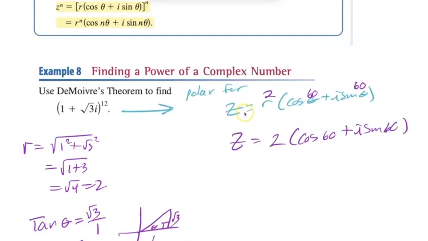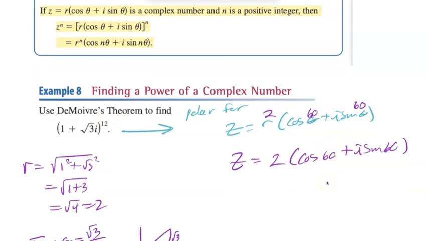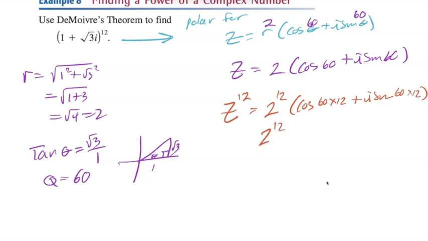Now if we use DeMoivre's theorem, it's a breeze. All you do if you want to take a power of something, like I want to find the 12th power, is take the radius to that power and then multiply that power times the angle. If I want z to the 12th, it's going to be 2 to the 12th cosine of 60 times 12 plus I sine of 60 times 12, which is going to be 2 to the 12th cosine of 720 plus I sine of 720.